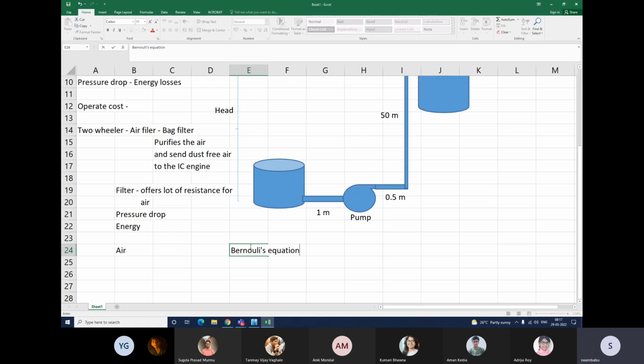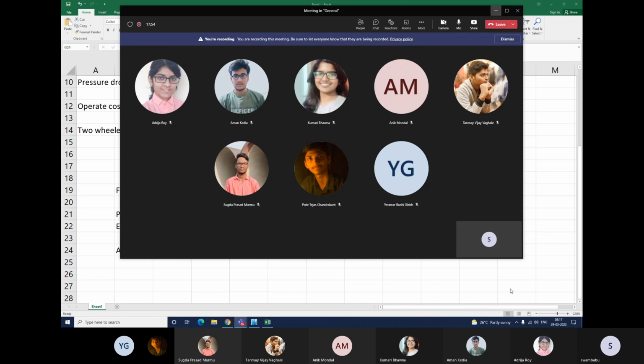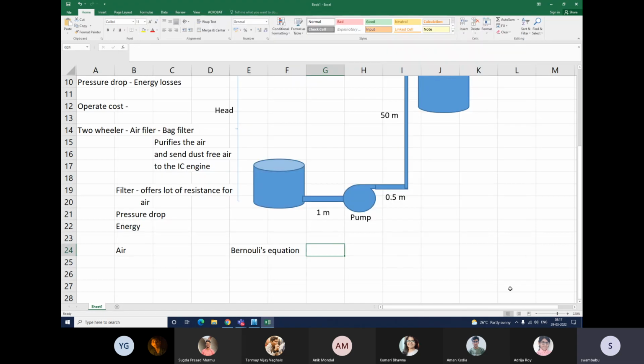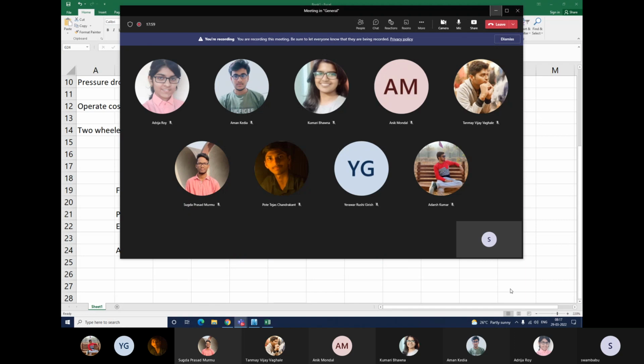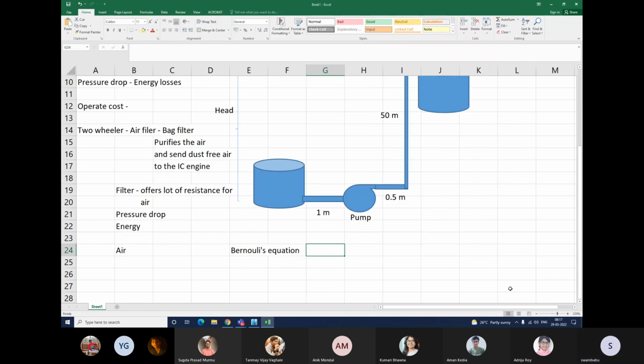Can anyone tell what the Bernoulli equation is? Anyone remember the Bernoulli equation? The energy conservation equation.